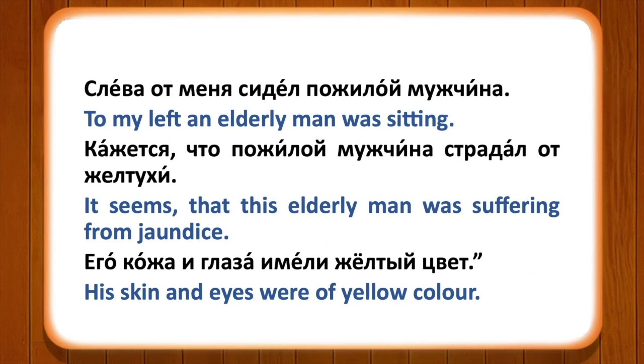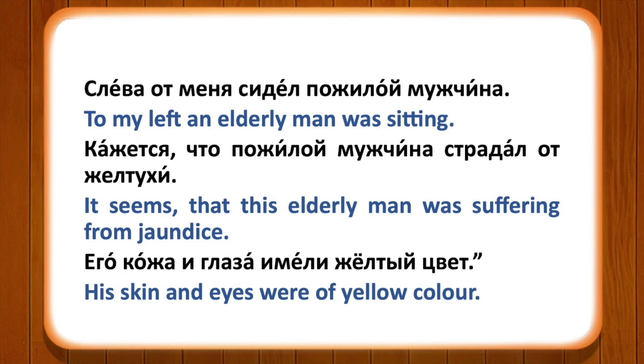So, слева от меня сидел пожилой мужчина. Слева, on the left, от меня, from my side, сидел пожилой мужчина. Please see in this sentence, пожилой мужчина. In this word combination, you can see that adjective is in masculine gender, though noun has taken feminine gender ending. Students generally make mistake. Word мужчина is an exception and it is masculine gender noun. So пожилой мужчина. Adjective пожилой is going according to the мужчина, masculine gender noun. So to my left, an elderly man was sitting. Кажется, что пожилой мужчина страдал от желтухи.